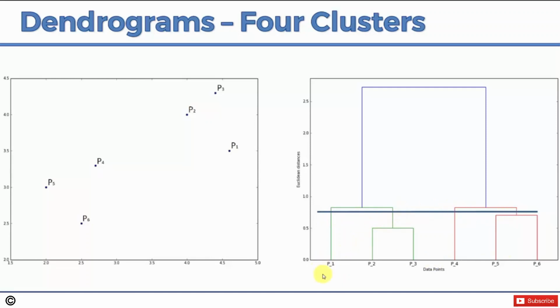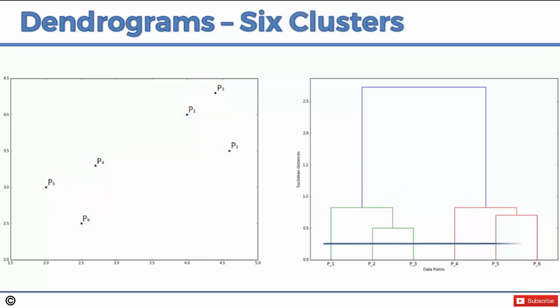So we're going to have a cluster P1, a cluster with P2 and P3, a cluster with P4, and a cluster with P5 and P6. Let's have a look. 4 clusters, and there they are. So that is what we're going to get if we set the dissimilarity or distance threshold at that level. Let's try another one.